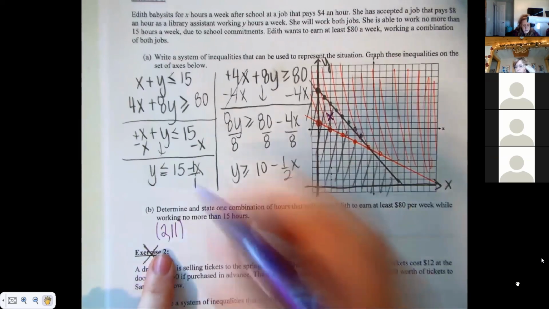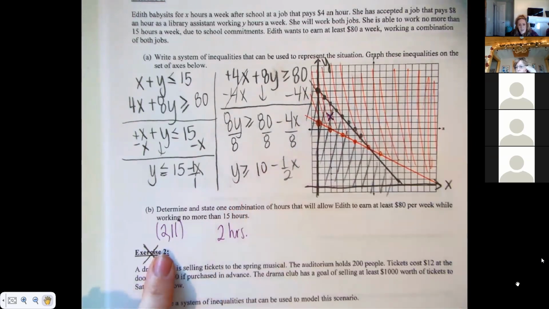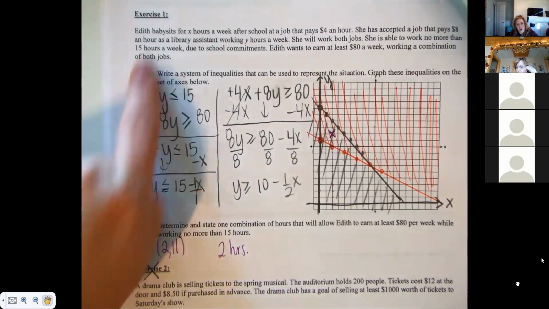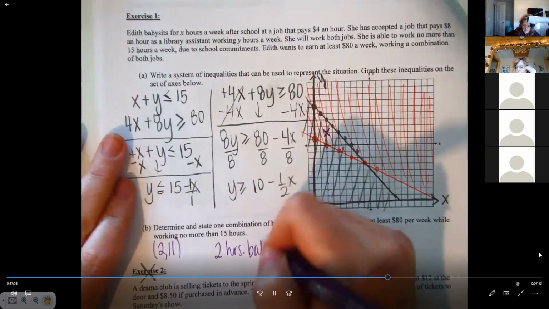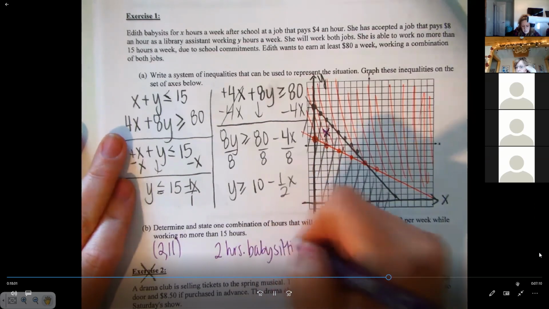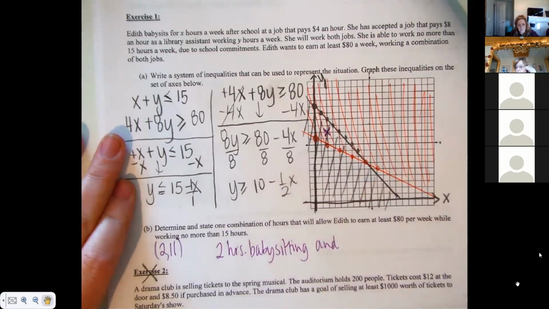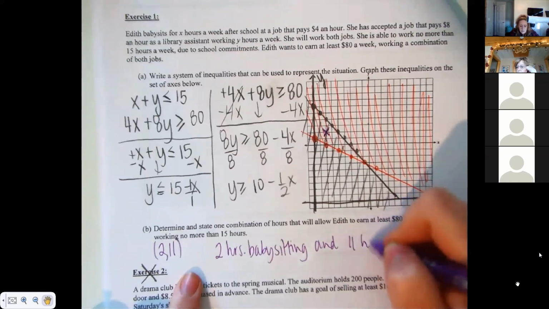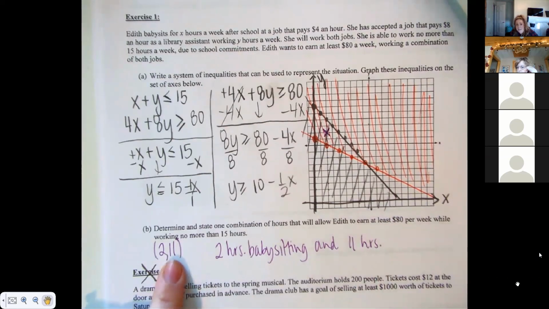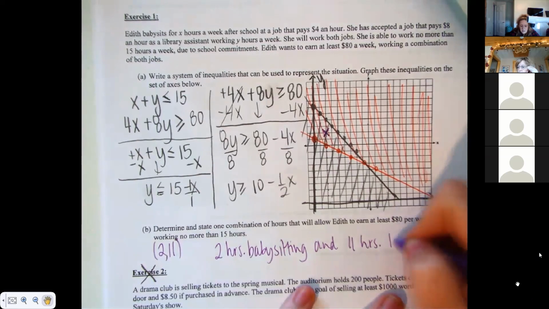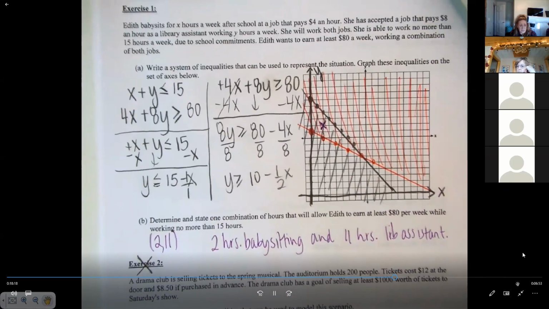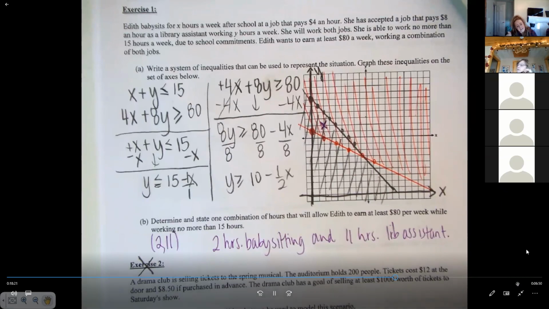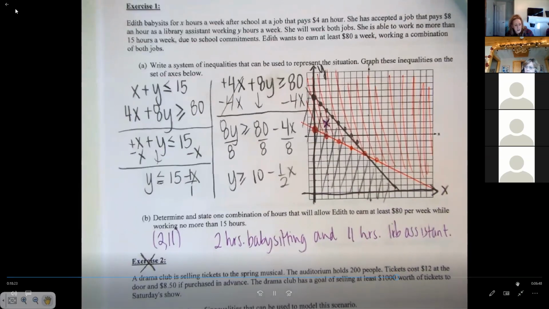So my x-axis, 2 hours, okay? On my x-axis, I'm talking about Edith babysitting. So 2 hours babysitting. And 11 hours, okay, on my y-axis, which is library assistant. If we wanted to be official, we would use complete sentences, but this will do, my friend.